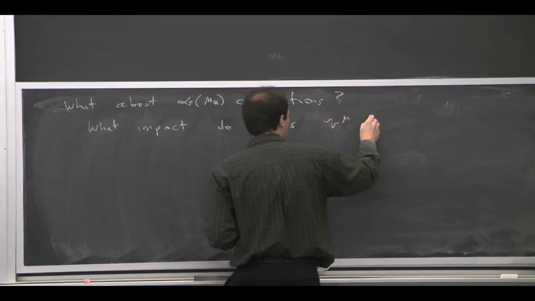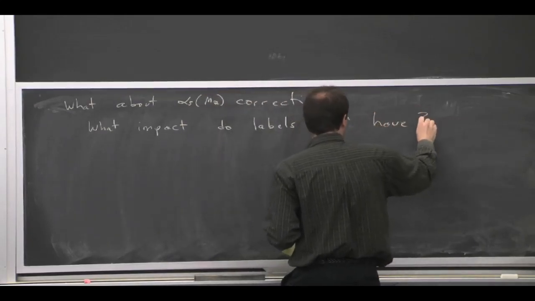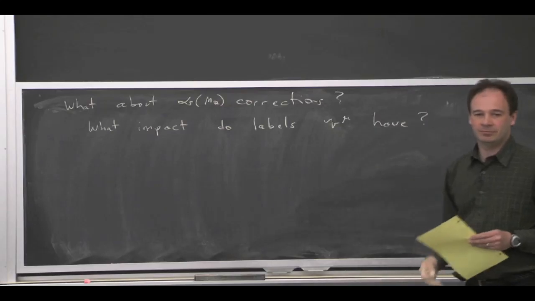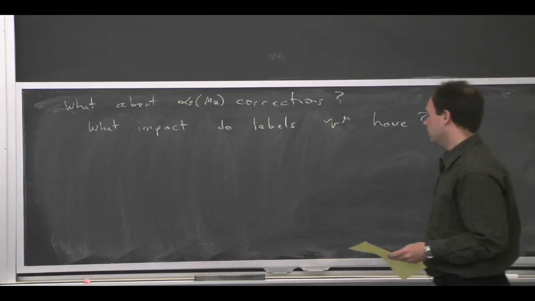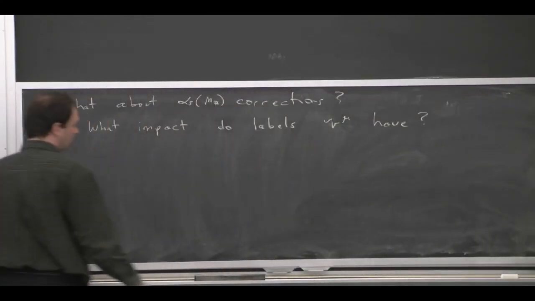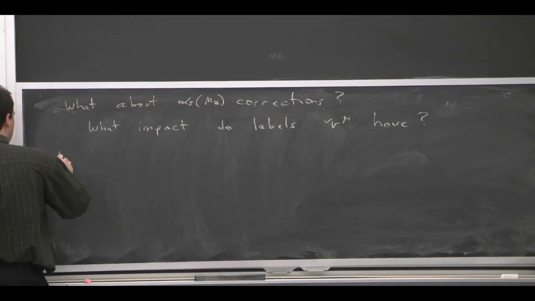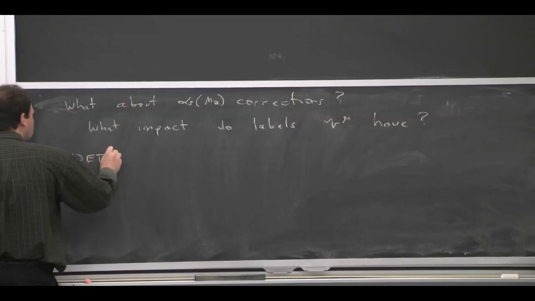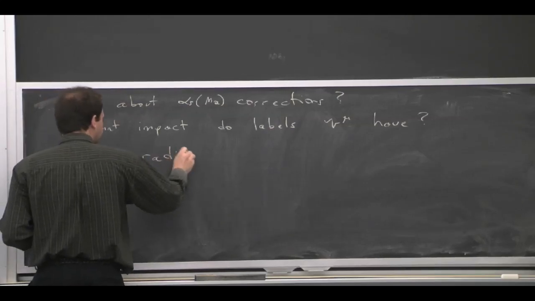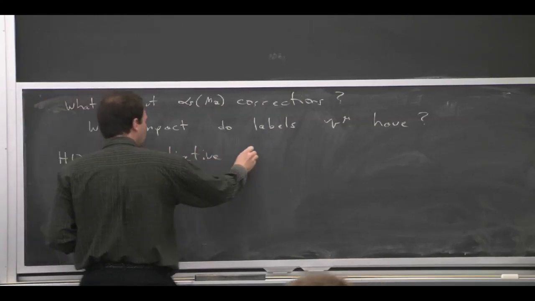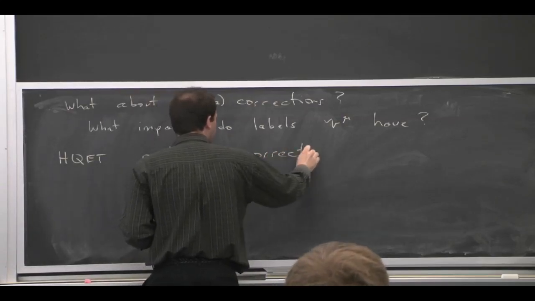And so we can ask, what impact does having labels on that whole story of matching and renormalization group evolution, what impact does it have? And we'll say that there are examples where it does have an impact. So, HQET radiative corrections.